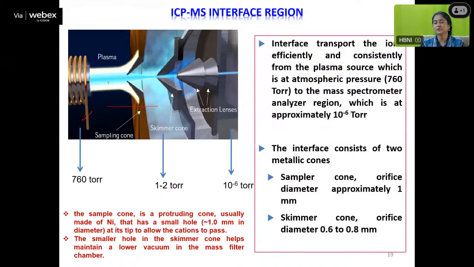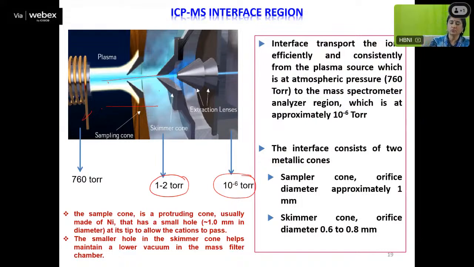So the interface transports the ions efficiently and consistently from the plasma source, which is at atmospheric pressure, that is 760 millimeters of mercury or 760 torr, from which point on inside it is very high vacuum. In the interface zone it is 1 to 2 torr, and in the mass analyzer zone it is 10 to the minus 6 torr. So you can see there is a gradation of pressure. So there is a need for an interface from where the ions will be entering the mass spectrometer zone.